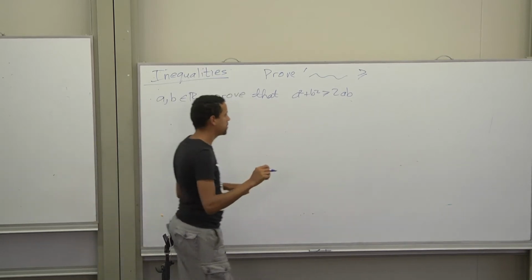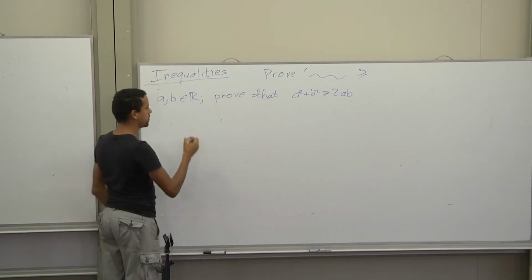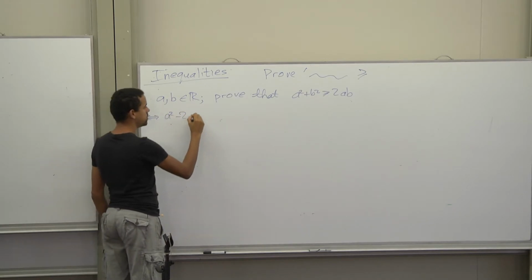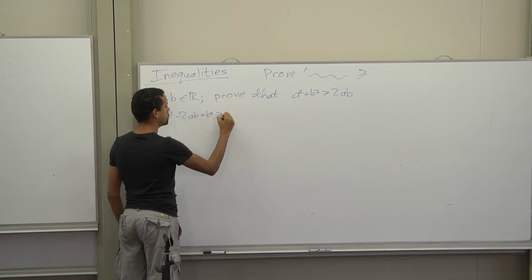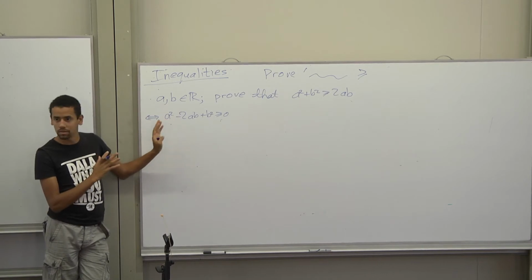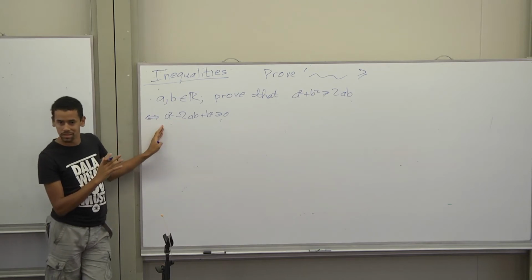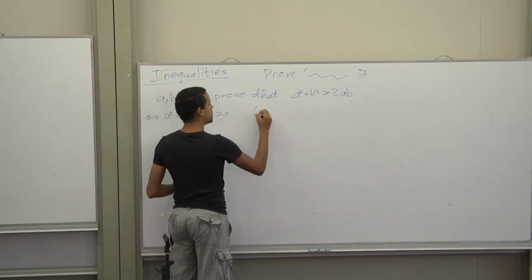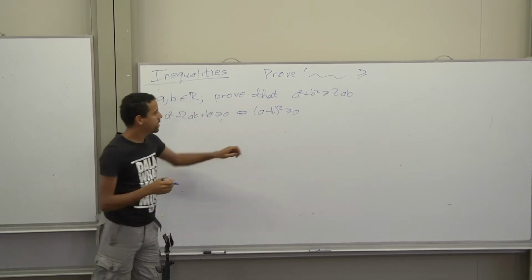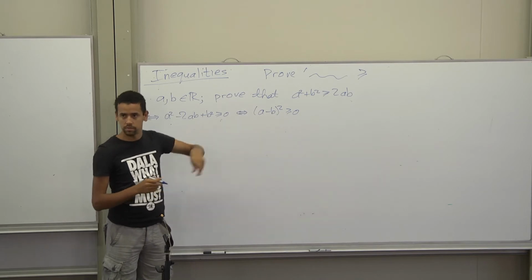Okay, so the easiest way to do this is you take the 2AB to the other side, so it's equivalent to proving that A squared minus 2AB plus B squared is greater than or equal to 0. If your school teachers are any good, you should be able to recognize what this is. That is simply (A minus B) squared greater than or equal to 0. And that is the first fact about inequalities: anything squared is always non-negative.